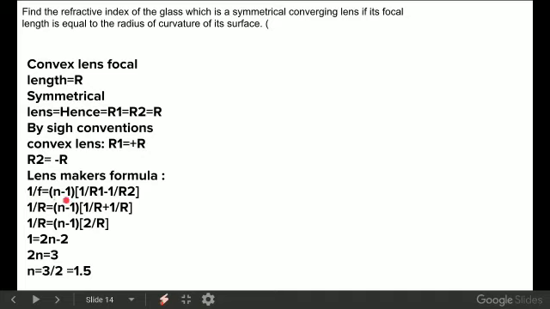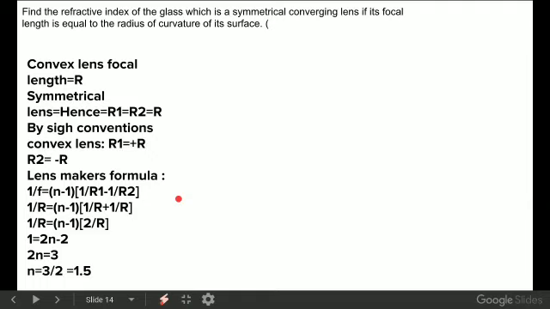So finally, 1 by f equals n minus 1 into 1 by R1 minus 1 by R2. It is a converging lens, so just now I told you that in a converging lens we have to take R1 positive and R2 negative. And focal length equals what? Radius of curvature. So in place of focal length we can write R, and here R1 equals R2 equals R. So in place of R1 we can write R, and R2 value is minus R. Why? Because R2 should be taken negative in the case of a converging lens. So minus into minus is plus. So 1 by R equals n minus 1 into 2 by R. Then finally we will get the n value as 1.5.